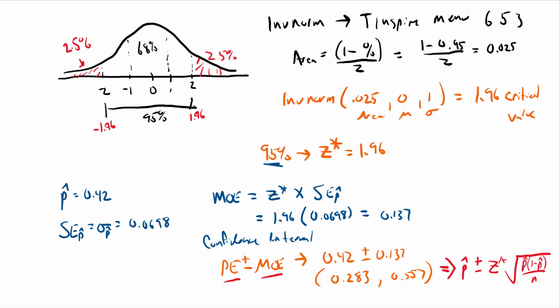So now that we have the interval, in other words, what we're saying is we're 95% confident that the amount of ballots that are in favor of Vice President Joe Biden are from 0.283 to 0.557. Okay? So with that, that is calculating our confidence interval.